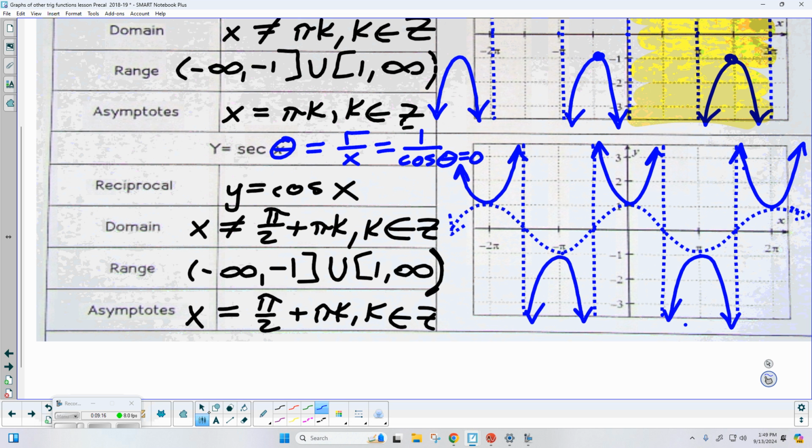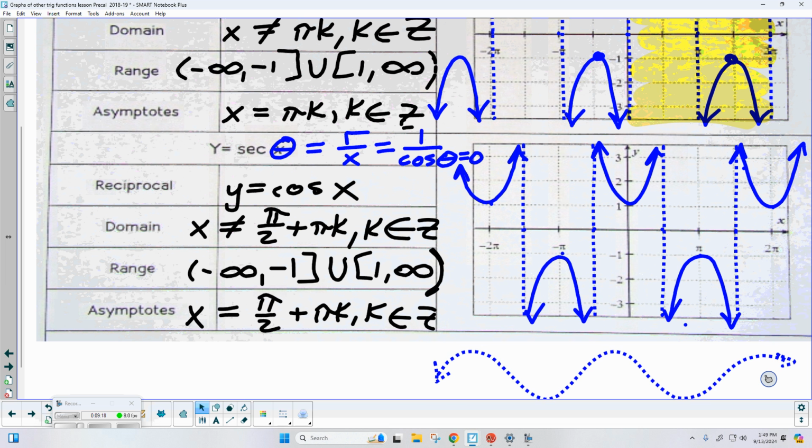That is secant. Let me go ahead and get cosine out of there. And just like cosecant, one period is going to have an up and a down branch. Just like that. So basically what I'm going to show you on Monday is we're going to graph these by first graphing its reciprocal.